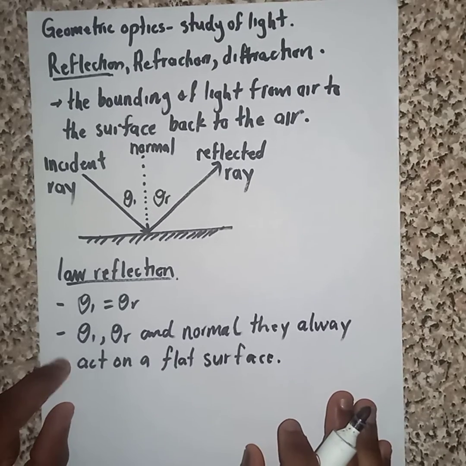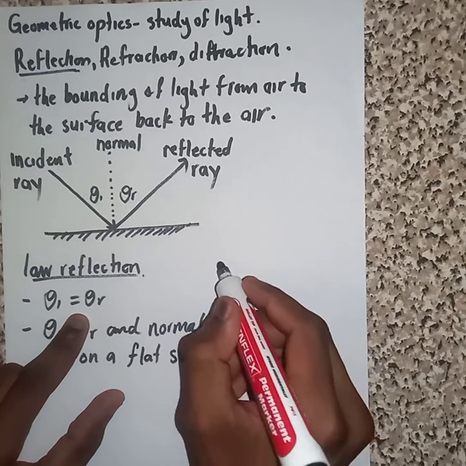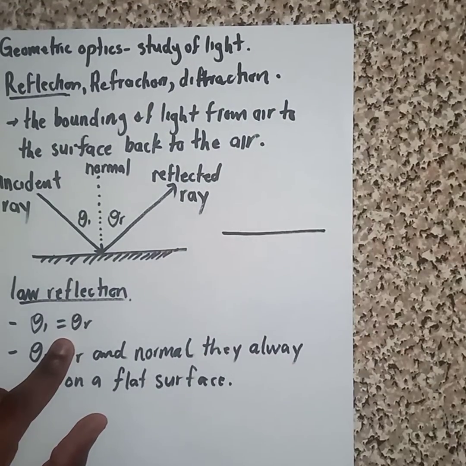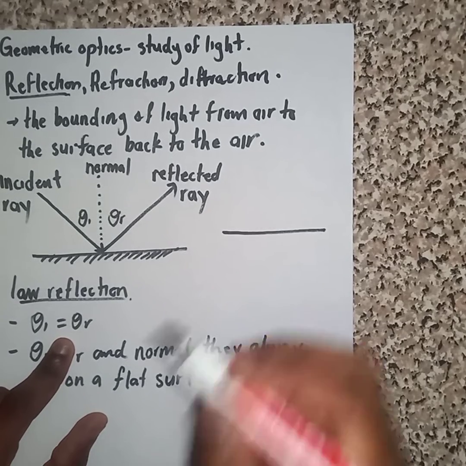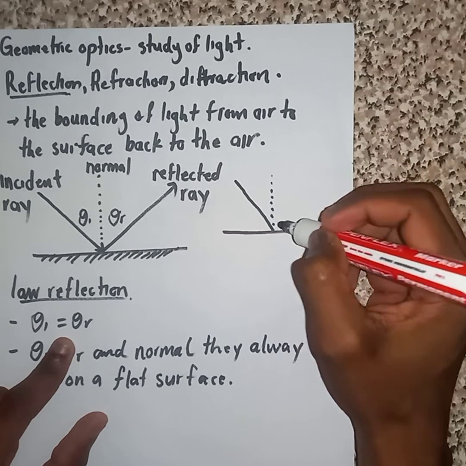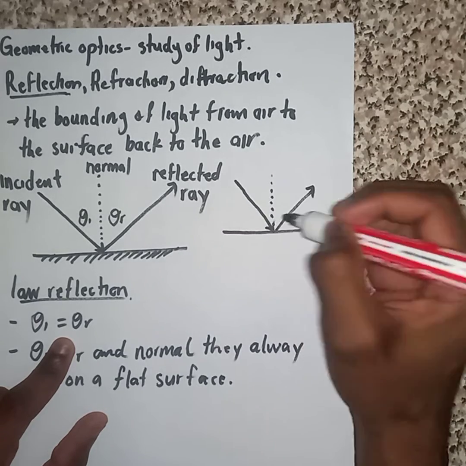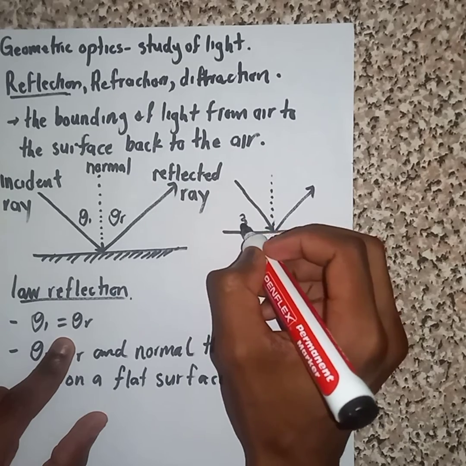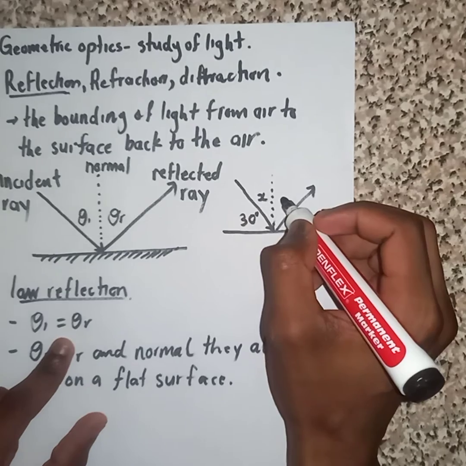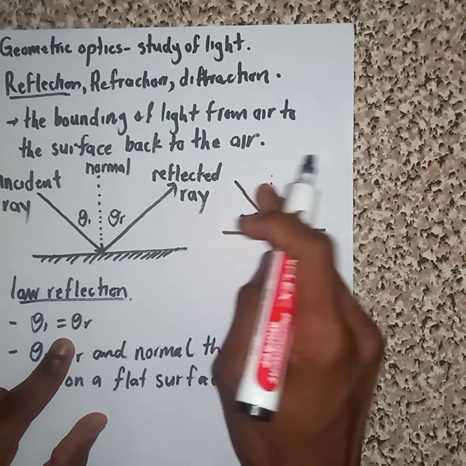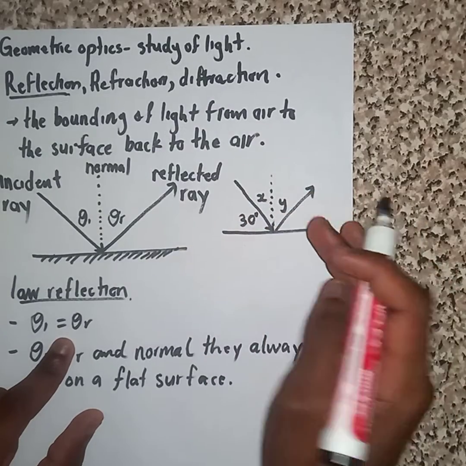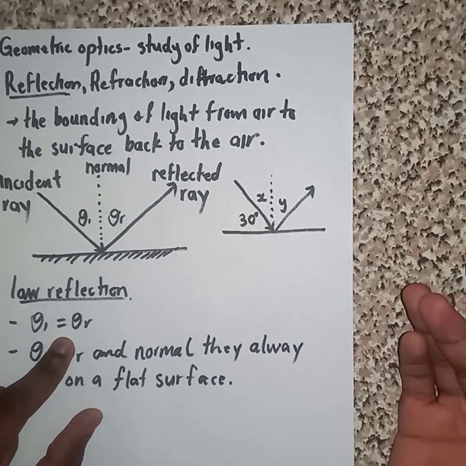Then now let us consider this simple diagram. Suppose I have a diagram like this, and I say to you this one is 30 degrees. Then I have two angles there, x and y. Then I ask you to determine the angles x and y. How are you going to do that?